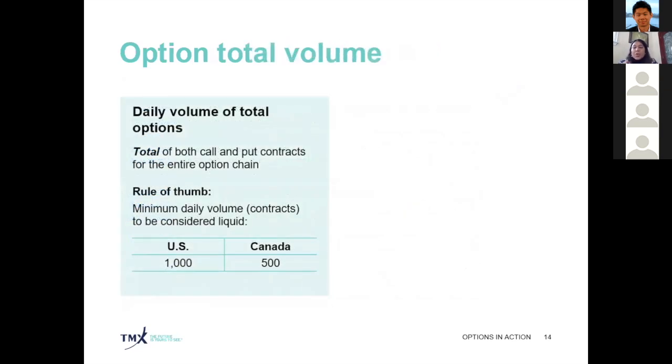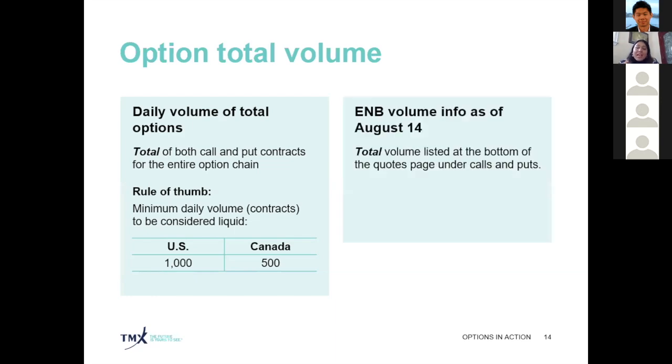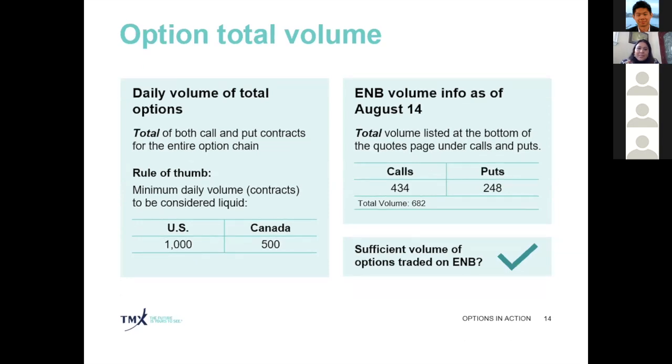Next is option total volume. So what you want to do is there's a kind of a rule of thumb that you look at. Are there enough contracts traded on a daily basis in order to consider if a name is liquid enough in the options market? So for US names, it would be 1,000 contracts that would be considered to be liquid. For Canadian names, it would be considered 500 contracts. Now, as we've seen, the Enbridge volume as of August 14th, the total volume was 682 contracts traded for the day. So is it sufficient enough for us? We think there's enough volume on the option side? Yes, it is.